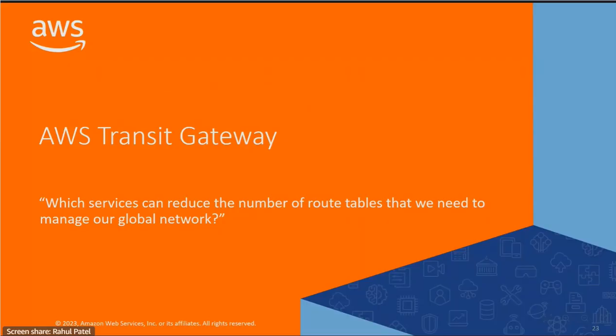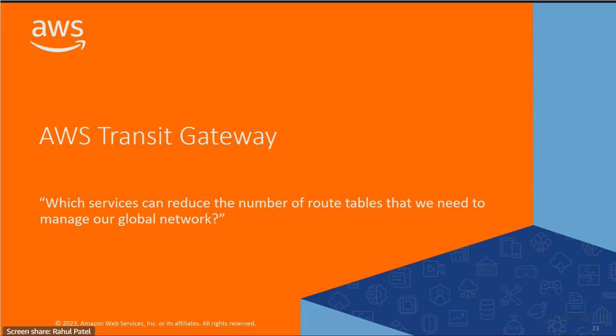Okay. So the next one is AWS Transit Gateway. Which service can reduce the number of route tables that we need to manage our global network? Here you can see the limitation when we are doing peering connections. In peering connections, suppose you have 50 or 100 VPCs. If we want to connect each VPC to every other VPC, we have to make explicit VPC peering connections between each other, and then we have to maintain the route table entries as well. This becomes a complex task if you have a larger network.